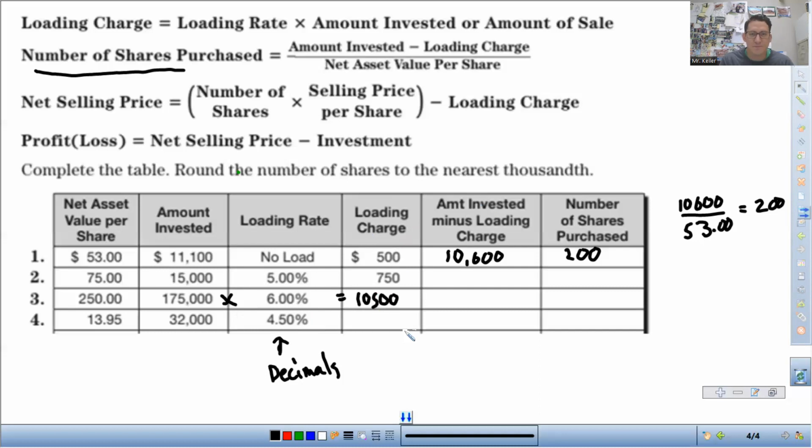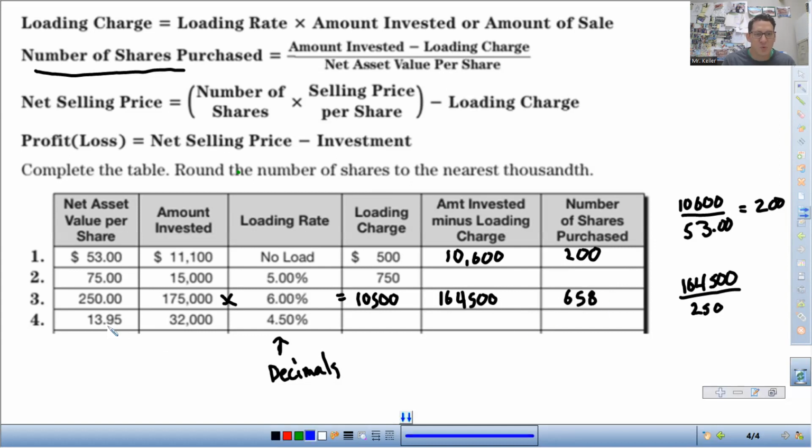That is 10,500. All right, so now the amount invested minus the loading charge, so 175,000 minus the 10,500, that comes out to 164,500. All right, and then this last one, 164,500, that's the amount invested minus the loading charge, divided by the net asset value. So divide by 250. That comes out to 658 shares.